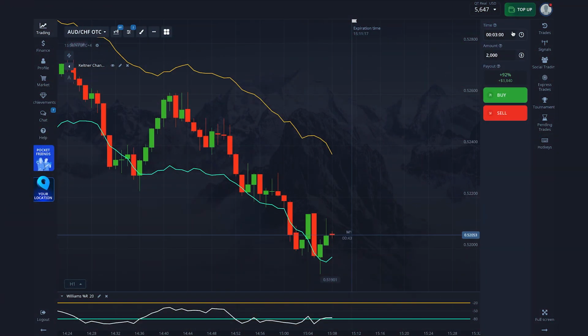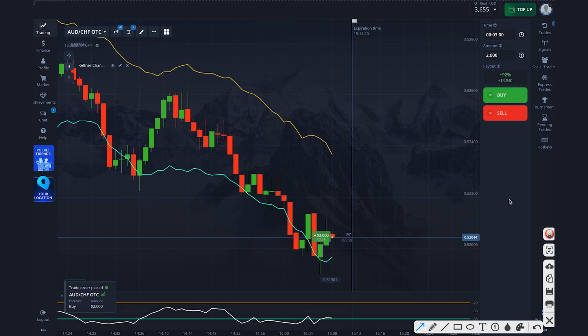I start the day with a clear picture on the chart. Expiration is 3 minutes. I open a buy trade for $2,000. Now I will explain in detail how to use this strategy in practice. First, look at the price behavior relative to the Keltner channel indicator. The candles touched its lower border and started moving up.